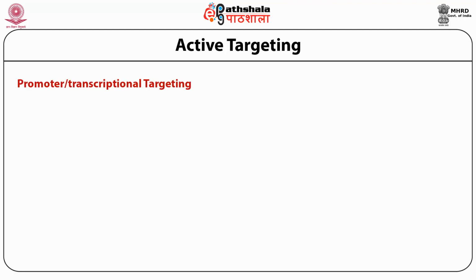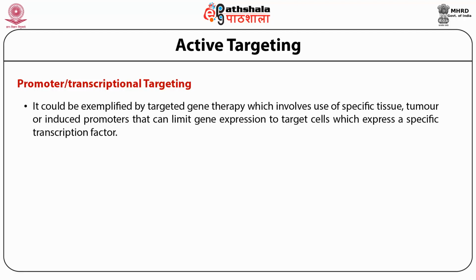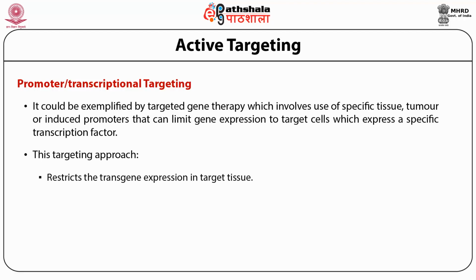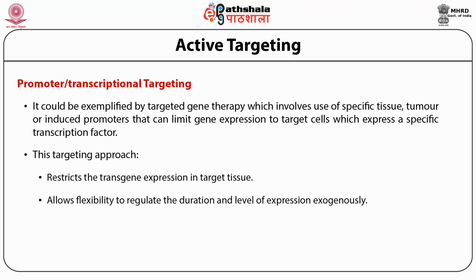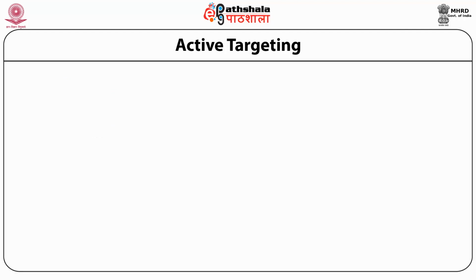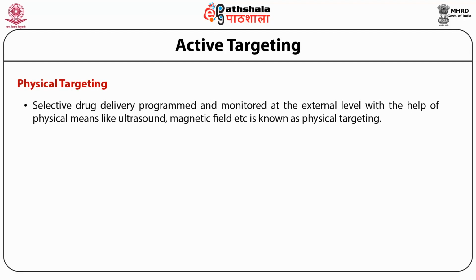Then promoter or transcriptional targeting, that includes the targeted gene therapy, which involves use of specific tissue, tumor or induced promoter that can limit gene expression to target cells, which express a specific transcription factor. And with this targeting approach, you can restrict the transgene expression in the target tissue, and you can allow the flexibility to regulate the duration and level of expression exogenously. Now, physical targeting. Physical targeting includes the targeting via physical means like ultrasound or magnetic field.